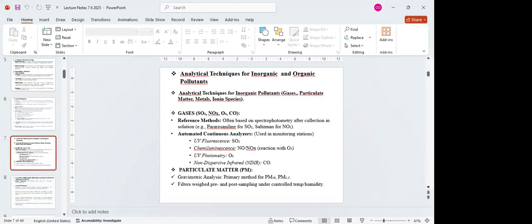And of course, having looked at this, we have particular techniques that we use for both inorganic and organic pollutants. For the analytical techniques for inorganic pollutants, we have the gases, we have the particulate matter, and we also have the metals and ionic species, as the case may be.